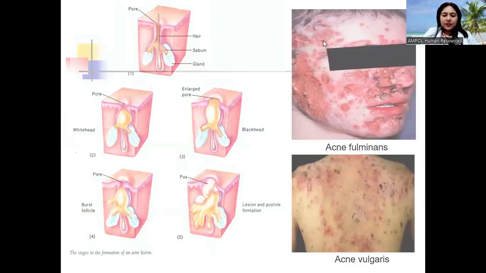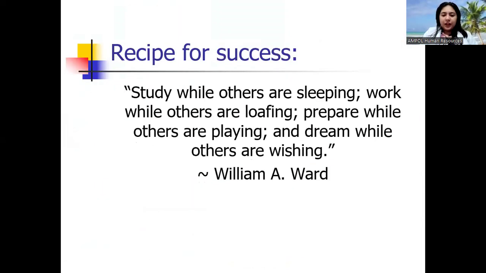So, let's end. Please study, study, study. I will stop sharing now. We have finished discussing gram-positive bacilli. I hope you will read your book. This lecture video is just a supplement.